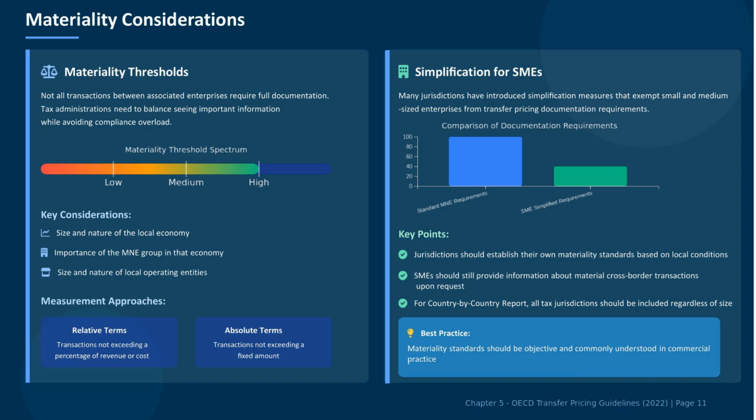Materiality thresholds in transfer pricing documentation help manage compliance burdens. Not all intercompany transactions require full documentation. Considerations include the local economy's size, the multinational enterprise group's significance, and the local entity's nature. Measurement can be relative or absolute. Simplification measures for small and medium-sized enterprises exist, but they must disclose material cross-border transactions when requested. Objective, commercially understood standards are best practice.